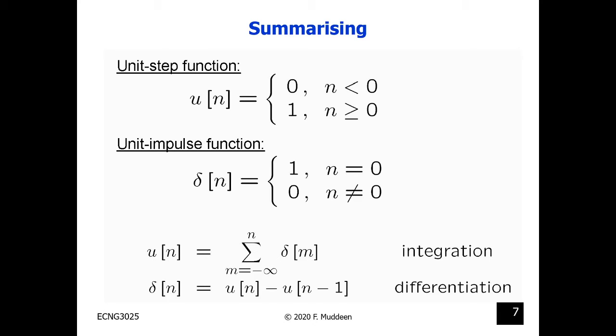So the unit step function here is given as u of n, where for everything n less than 0 it's 0, and everything for n greater than or equal to 0 it's going to be 1. The unit impulse function is that at that instantaneous value of discretized time, meaning that n equals 0, it's going to be 1. But everywhere else, where n is not equal to 0, it's going to be 0.